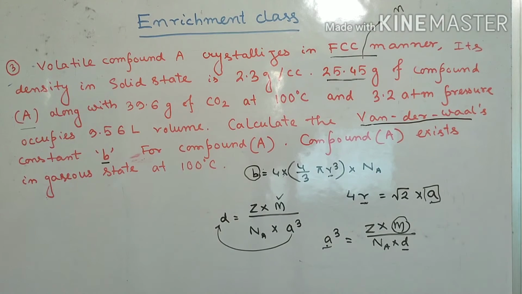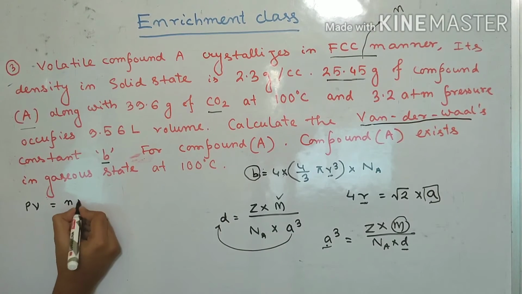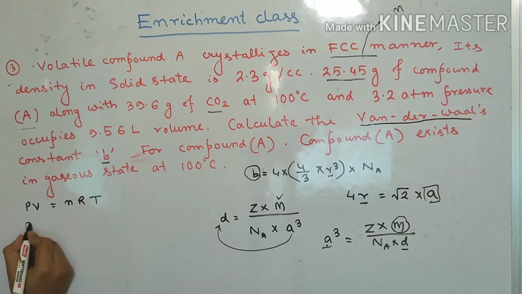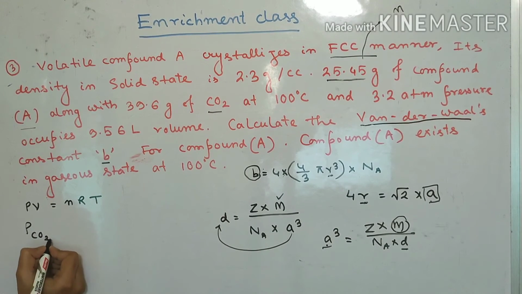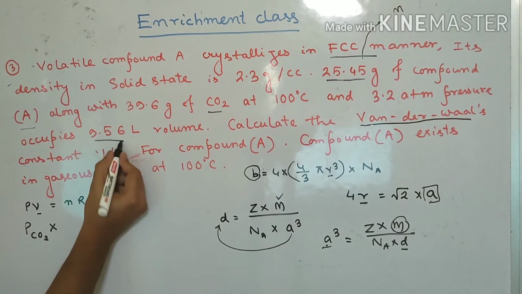So let us now see how can we get the number of moles. So initial part I will solve it here, then I will erase. Here you can see, first of all, for carbon dioxide gas, we know that this formula PV is equal to nRT, right? PV is equal to nRT. So now we can write P of carbon dioxide into volume. How much volume? This much.